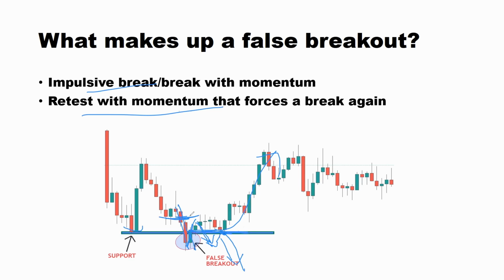Even if there is a structure here, let it. That's why you see we had a lot of dodges here. Let this structure push the market below again, then you can take the trade. So this is what makes up a false breakout. I hope it makes sense to you.